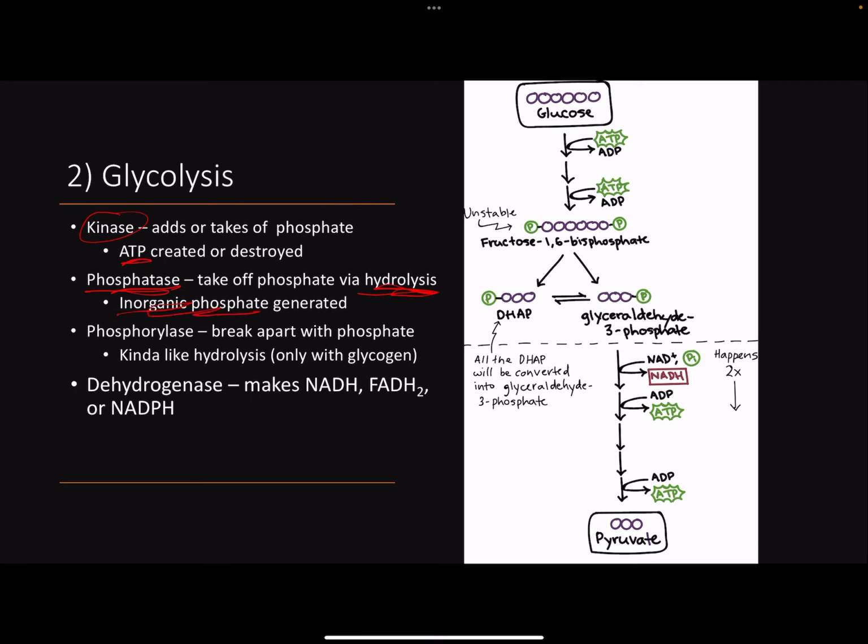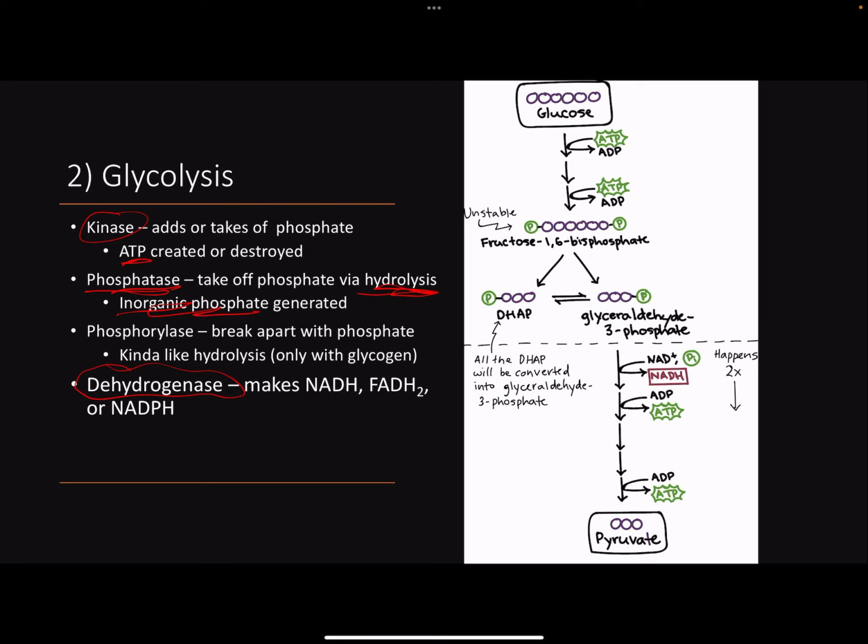A phosphorylase does exactly what I was just saying. It takes a phosphate and actually uses it as a nucleophile to break something apart. We're going to see this mostly in glycogen breakdown. And then a dehydrogenase. So we saw that a kinase could make ATP or lose ATP. Dehydrogenases, I can't think of any other examples, we're really only going to be making NADH and FADH2 and NADPH. So kinase, phosphatase, phosphorylase, and dehydrogenase.